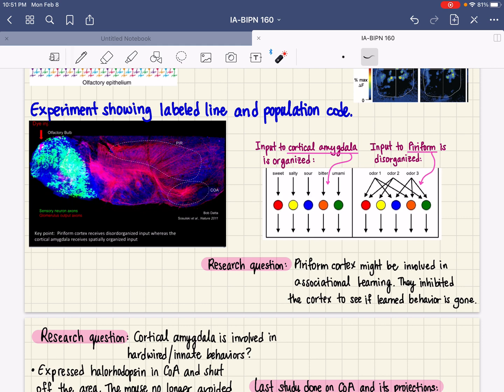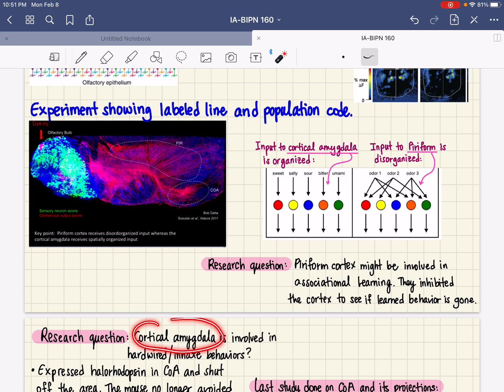And to test that, they inhibited the piriform cortex, and they tried to see if the learned behavior is gone, and indeed it was. When they did inhibit the piriform cortex, then the mouse no longer remembered what it had learned by associating odors with a behavior. Okay, so that's on the piriform cortex.